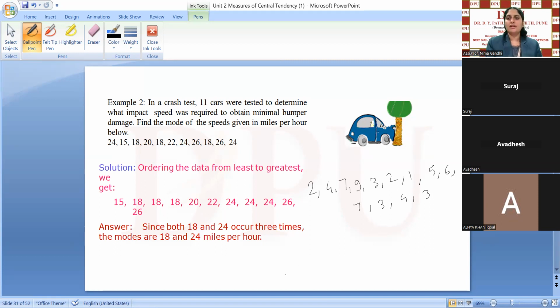You have to find out. One is coming how many times? One is coming just once. How many times is two coming? Two is coming two times. How many times is three coming? Three is coming three times. How many times is four coming? Four is coming two times.